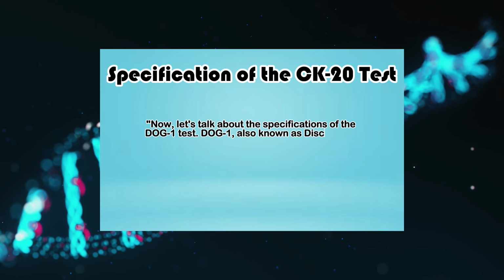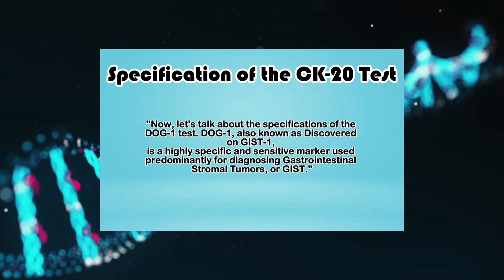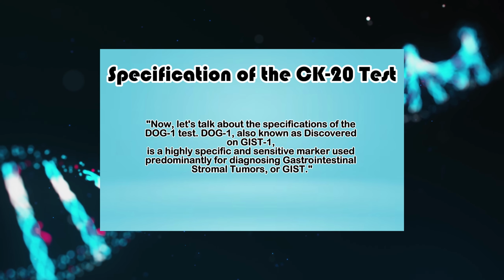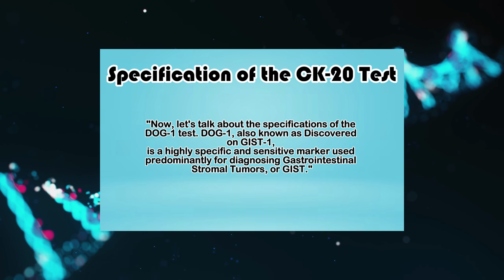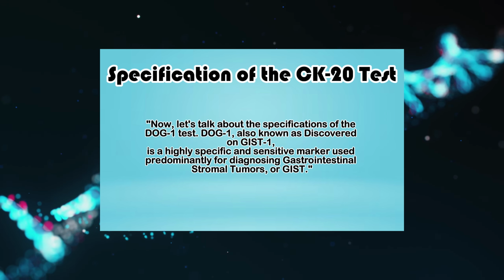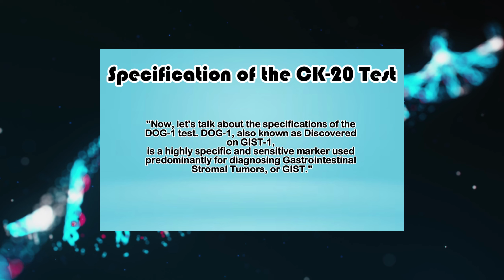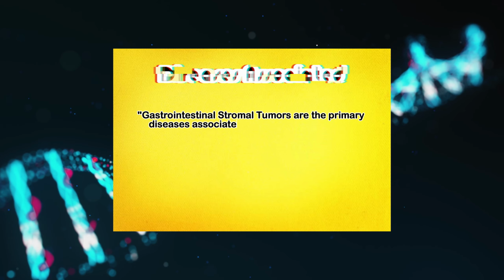Specifications of the test. Now, let's talk about the specifications of the DOG-1 test. DOG-1, also known as discovered on GIST-1, is a highly specific and sensitive marker used predominantly for diagnosing gastrointestinal stromal tumors, or GIST.